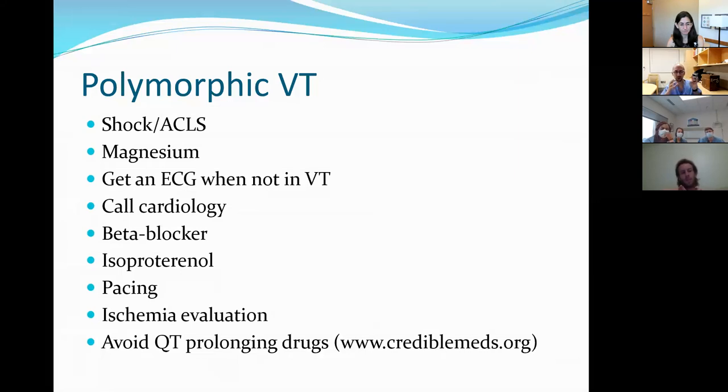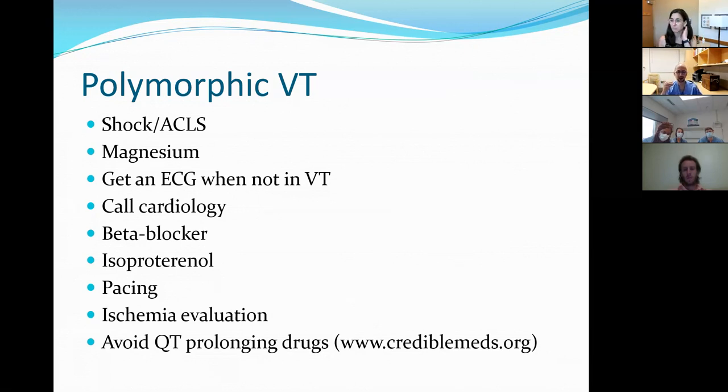If you have someone who has a genetic channelopathy or a drug-induced long QT syndrome, you're actually going to be giving them isoproterenol, which is a beta agonist. For some of those people, you might even be putting in a temporary pacemaker to try and get their heart rate up, which can help suppress a polymorphic VT storm. Again, if you're worried about ischemia, then you would do an ischemia evaluation in some way.